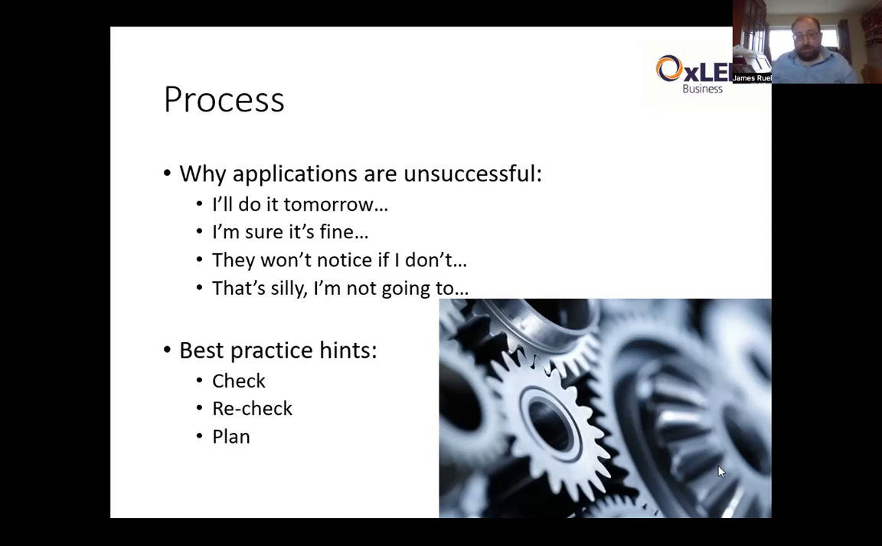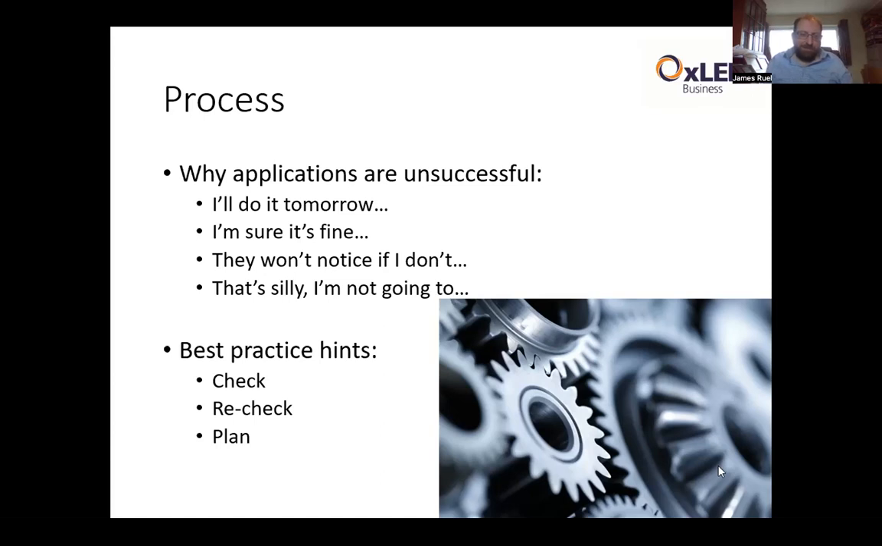Applications can also be unsuccessful because whoever writes them decides they're sure it's fine and submits it. It is always better to have an application checked. You may be sure it's fine, but you wrote it. Somebody else can add value by proofreading it and checking it for you. Applications tend to be unsuccessful because people don't do the checking or don't get other people to do the checking that would pick up potentially silly mistakes, silly inconsistencies.